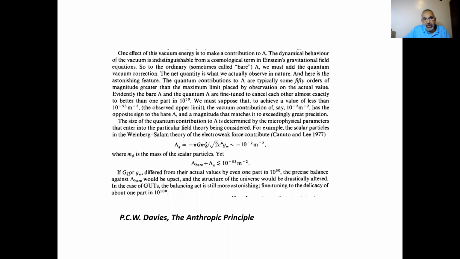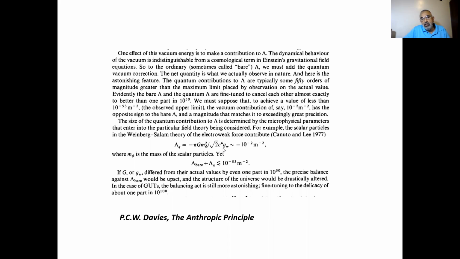And so it turns out that if the universal constant of gravitation, or the coupling constant of the weak force, differed from their actual values by even 1 part in 10 to the 50, the precise balance against bare lambda would be upset. Because you see that one portion of quantum lambda here, the universal gravitational constant and the weak coupling constant, both go into determining its strength.